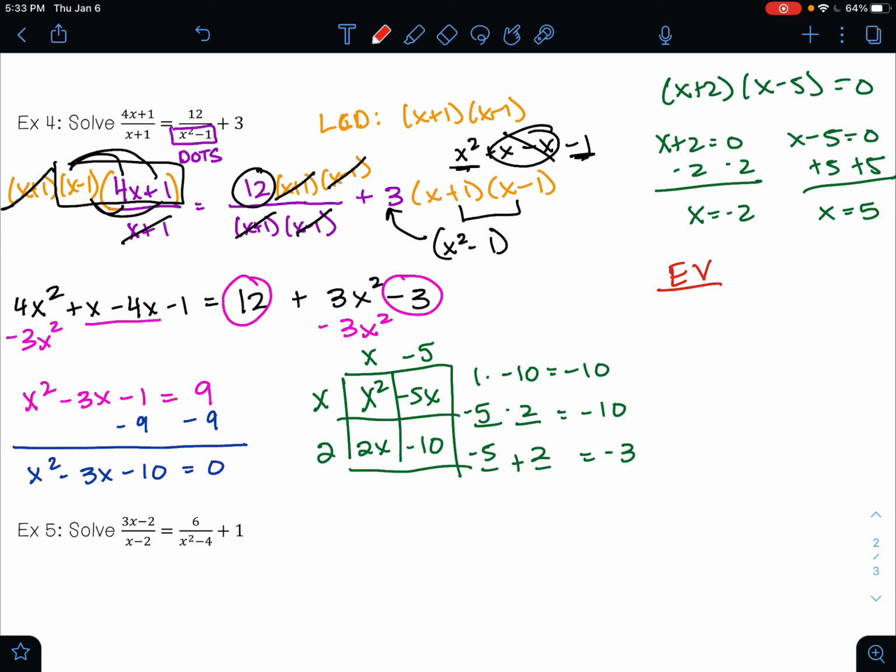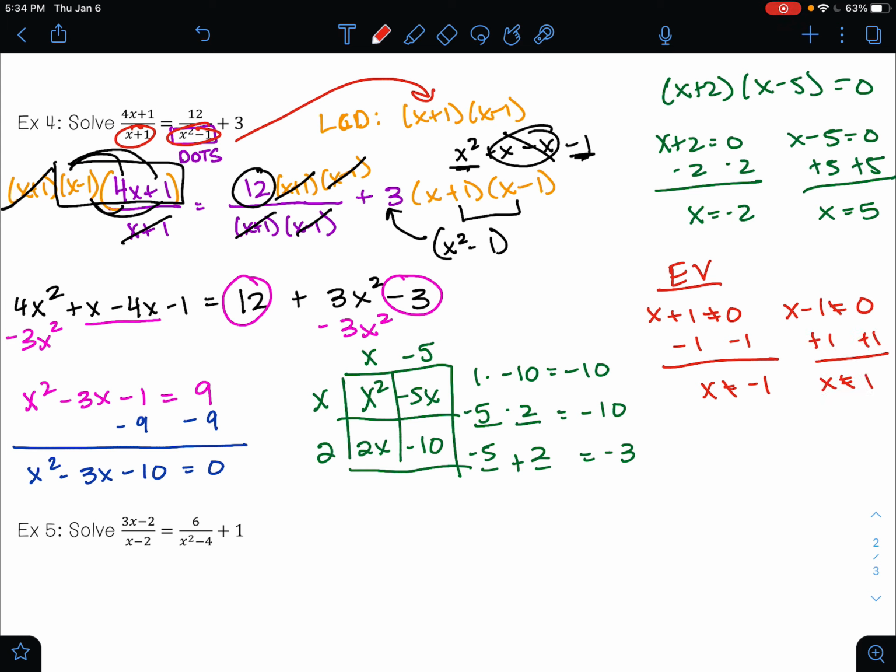So my first denominator was x plus 1. That can't be 0. And my second denominator, we factored that to be x plus 1 times x minus 1. So I only have to solve each one once. Since I already have the x plus 1, I just need to worry about the x minus 1. So here I'll subtract 1 on both sides and get x can't be negative 1. On this one, I'll add 1 to both sides and get x can't equal positive 1.